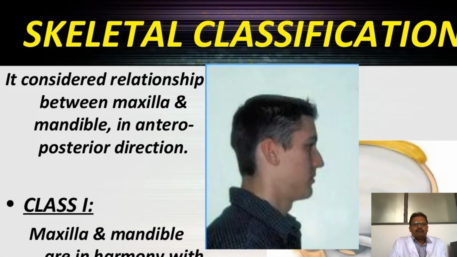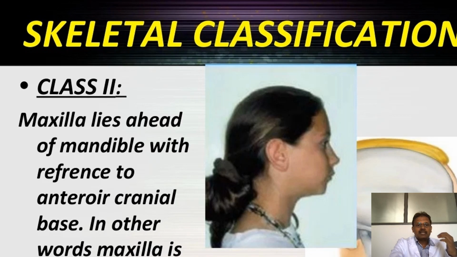Okay, then we will go to the skeletal classification. What is skeletal classification? It considers the relationship between the maxilla and mandible in the anteroposterior direction. Class 1 is where the maxilla and mandible are in harmony with each other, meaning there is no skeletal discrepancy in the maxillary or mandibular arch. Class 2 is where the maxilla lies ahead of the mandible. The maxilla might be prognathic, or the mandible might be retrognathic, or a combination of maxillary prognathism and a retrognathic mandible. This is called skeletal class 2.